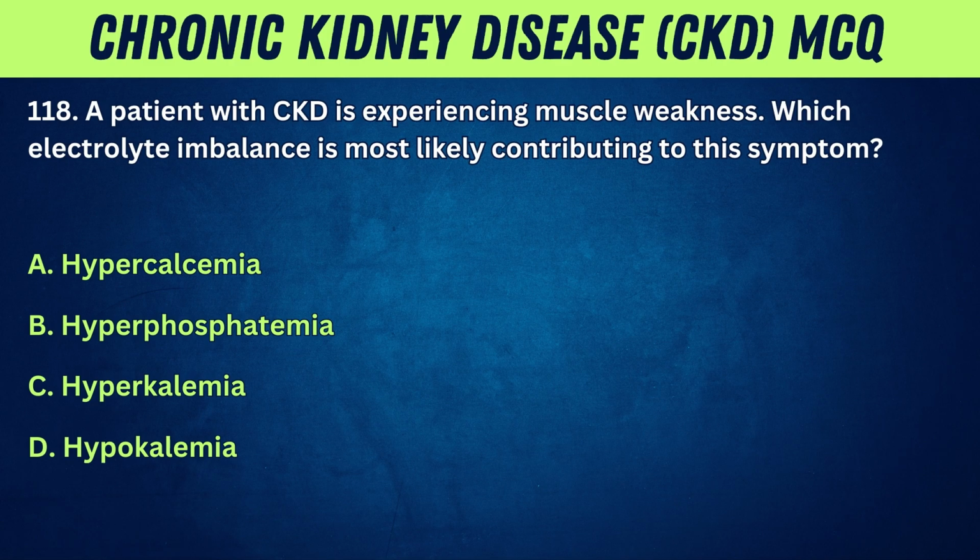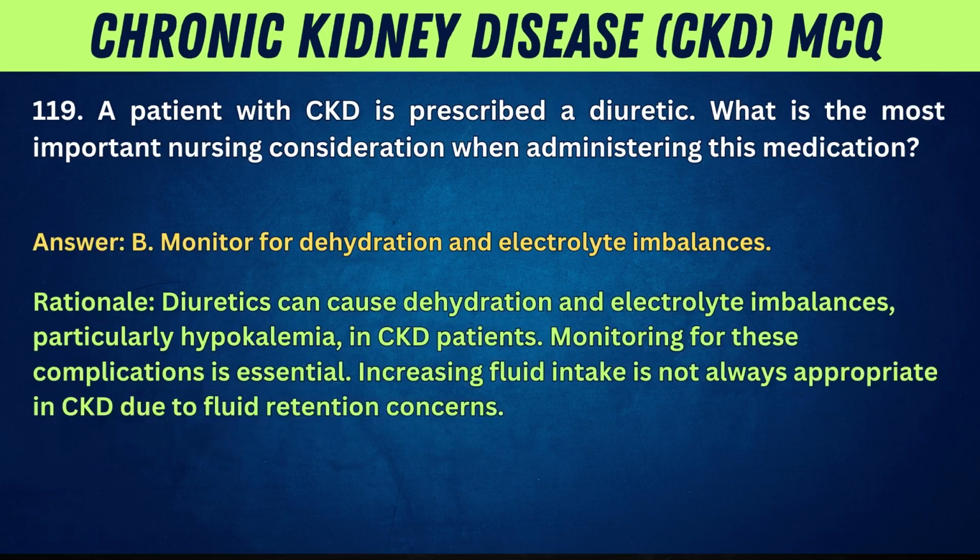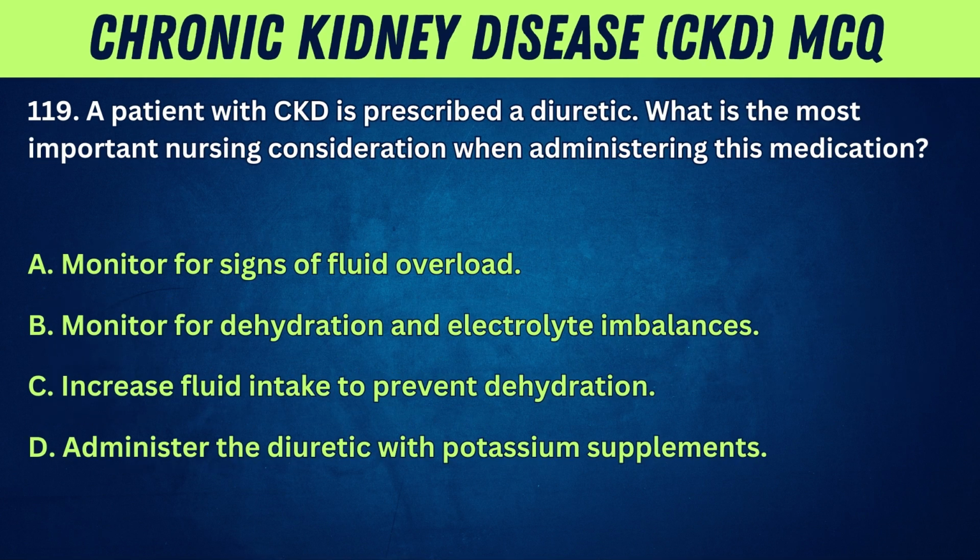118. A patient with CKD is experiencing muscle weakness. Which electrolyte imbalance is most likely contributing to this symptom? A. Hypercalcemia. B. Hyperphosphatemia. C. Hyperkalemia. D. Hypokalemia. Answer: C. Hyperkalemia. Rationale: muscle weakness in CKD can be caused by hyperkalemia, which leads to muscle and cardiac dysfunction. Hypercalcemia and hyperphosphatemia can cause other symptoms, but they are not typically associated with muscle weakness.